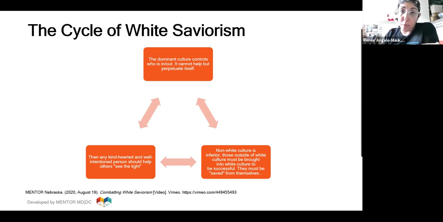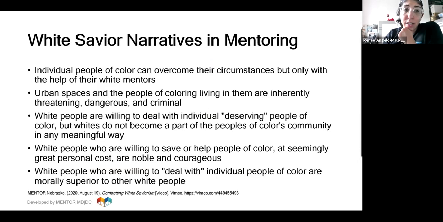So maybe it doesn't serve your program to talk about it here, but it's again good for mentors to do that self-exploration behind their motivation, and once they figure out that maybe their motivations are not so pure, to ask what's the name for that and how do we disrupt it? Because as you see here, the cycle serves itself.